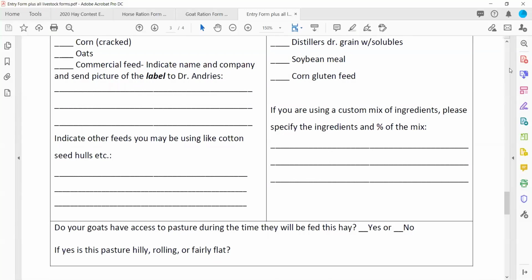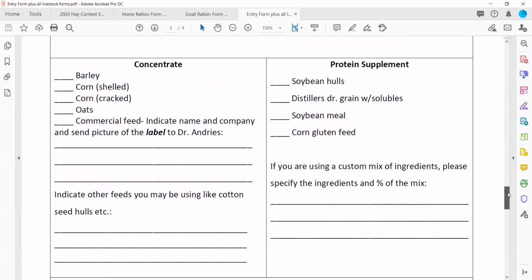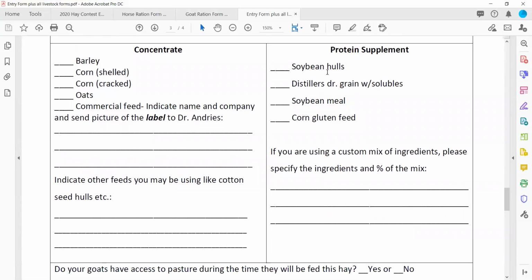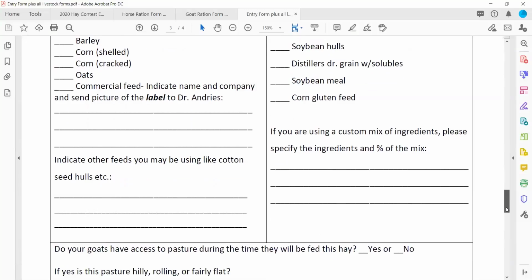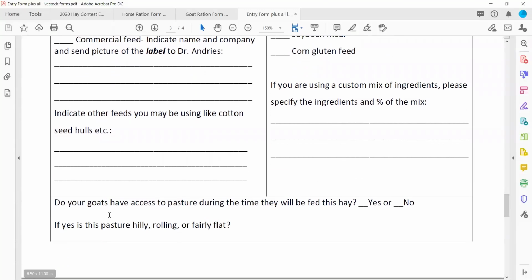On the protein supplement side, you can see we've got soybean hulls and so on. And here is where, if you're buying a three-way mix of ingredients with soy hulls and corn gluten and so on, specify the ingredients and specify what percent they are of the mix. And Dr. Andrews would also like you to give him this information as well. Do your goats have access to pasture during the time they'll be fed the hay? If yes, is this pasture hilly, rolling, or fairly flat?